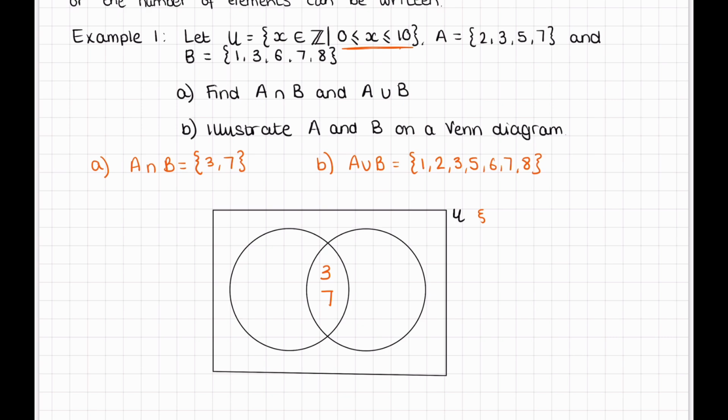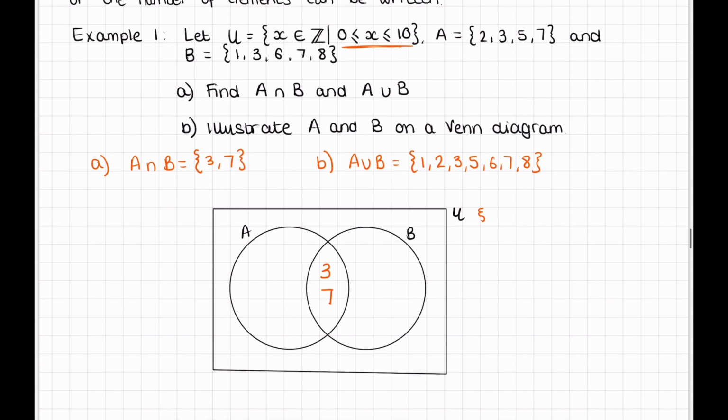Now, we need to put the rest of the numbers. I'll have this side as A and this side as B. So in A, we've got the numbers 2, 3, 5, 7, if we look from the question. We've already got 3 and 7 there, so what's left in A is 2 and 5. Do the same thing with B. B is 1, 3, 6, 7, 8 from the question. We've already got 3 and 7, so we've just got 1, 6 and 8 left.